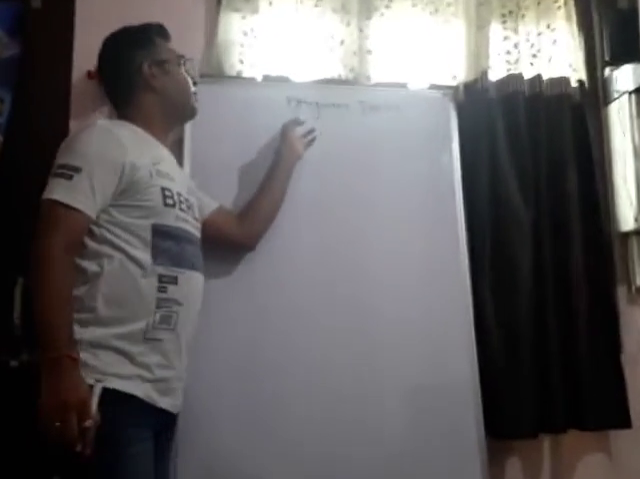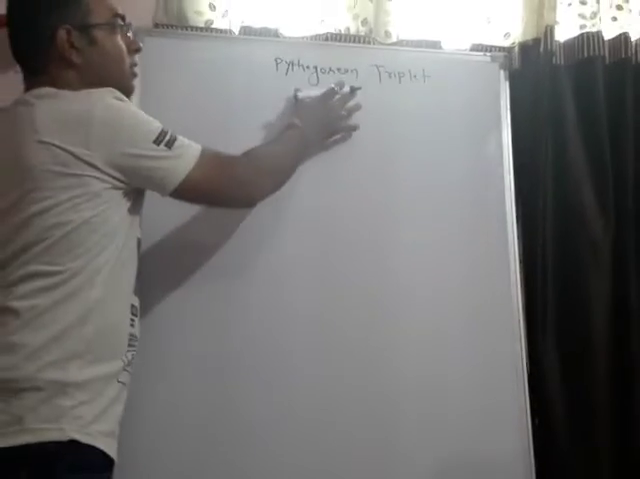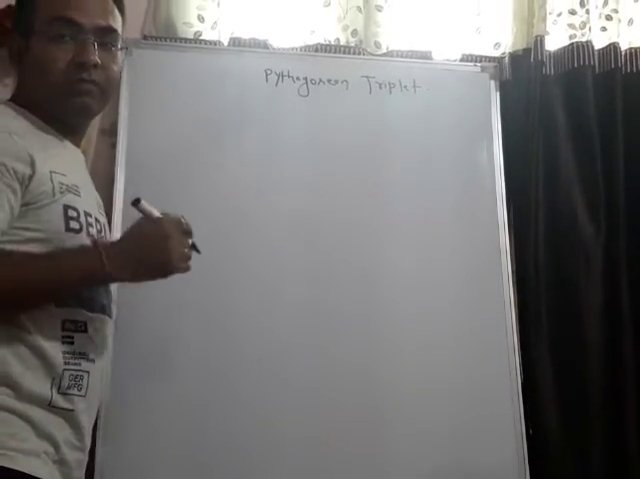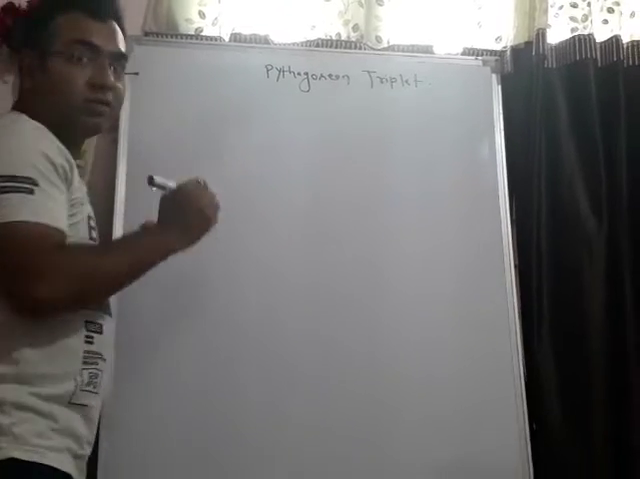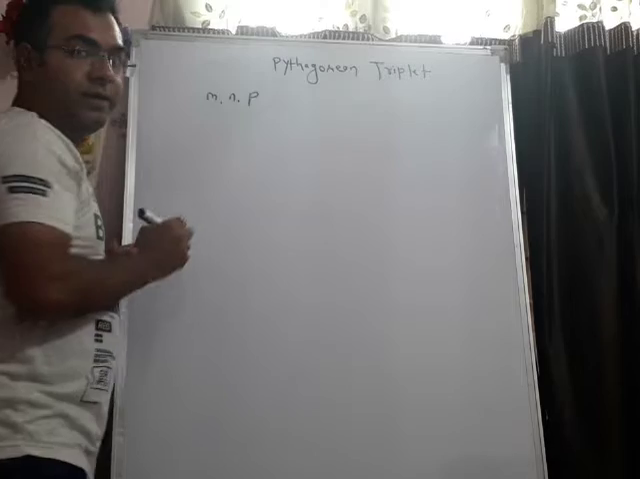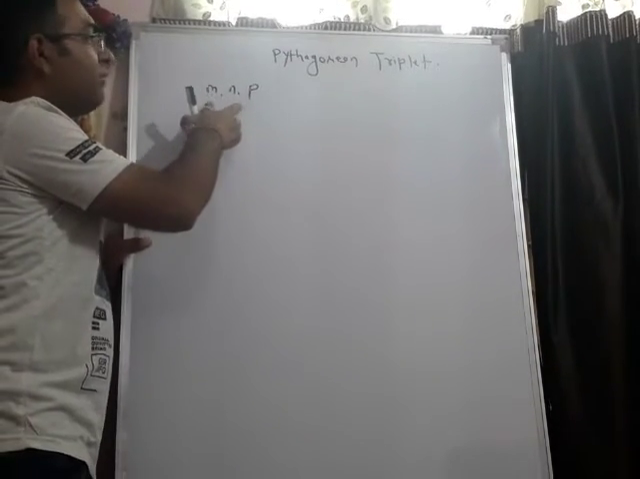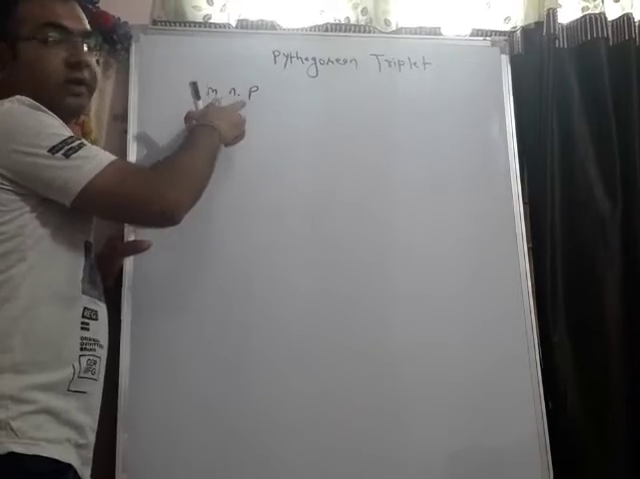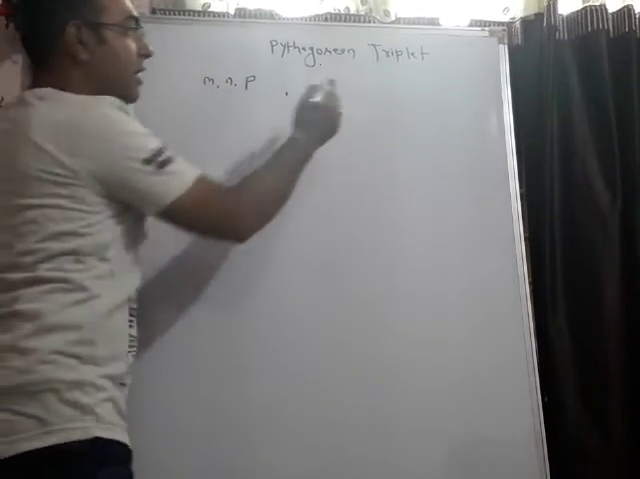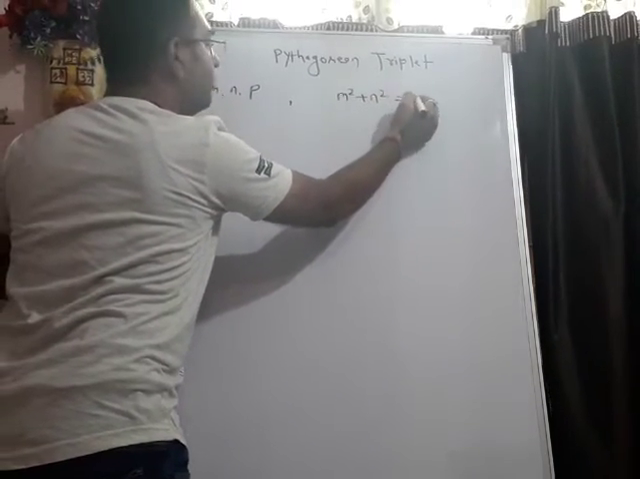We are discussing Pythagorean triplet. So basically, a Pythagorean triplet is a set comprised of natural numbers, which are non-zero: m, n, p, three natural numbers. They are non-zero, that means they will not be zero, such that there is a relation among them. The relation is m square plus n square equals p square.